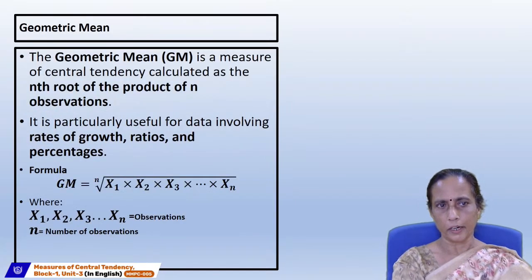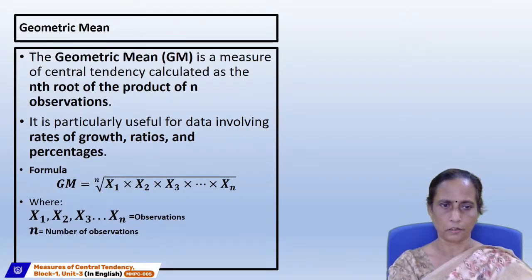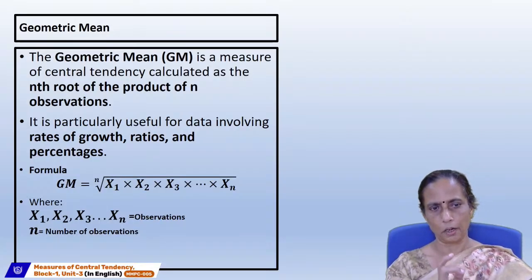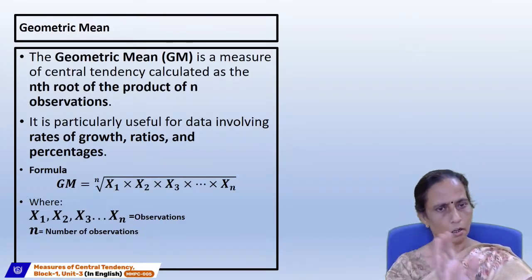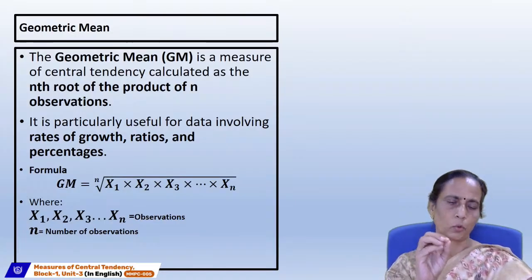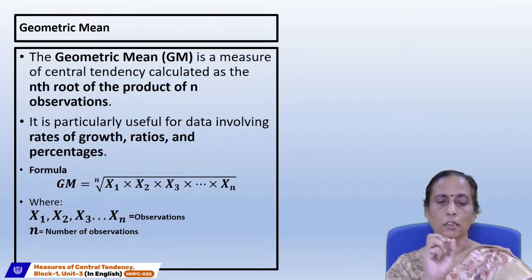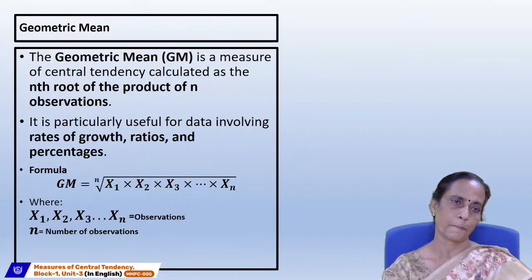And geometric mean, it is a measure of central tendency calculated as the nth root of the product of n observations. It is particularly useful for data involving rates of growth, ratios, and percentages. So your geometric mean is equal to the nth root of the product of all observations, where n is the number of observations.